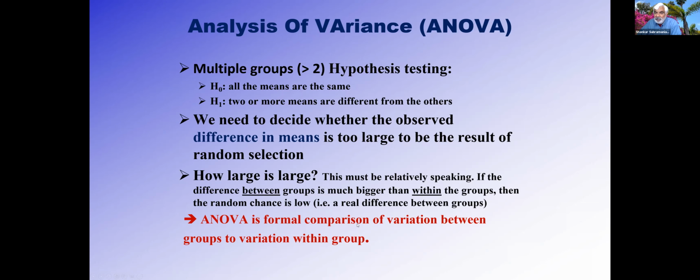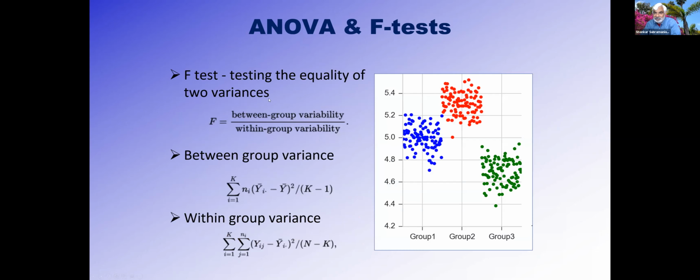So what does ANOVA do? ANOVA is a formal comparison of the variation between groups to the variation within the groups. I have 2 feature groups. What's the variation between those compared to the variation within each group? That's what my ANOVA does. I can do, for example, what's called an F-test. This diagram illustrates this beautifully. If I take this distribution, this is group 1, group 2, and group 3. Is my variation within this group larger than the variation between these two groups? The answer here is no.